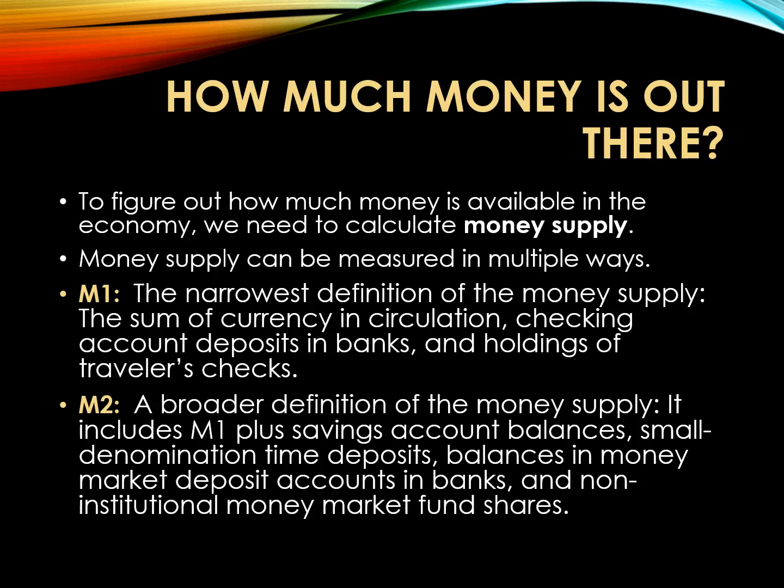And all M1 includes is currency, so that's dollar bills and coins. Checking account deposits, so think about if you have a checking and a savings account, only the money that exists in your checking account counts for M1 in addition to your currency. The last thing that also counts in M1 is traveler's checks or cashier's checks or things like that.